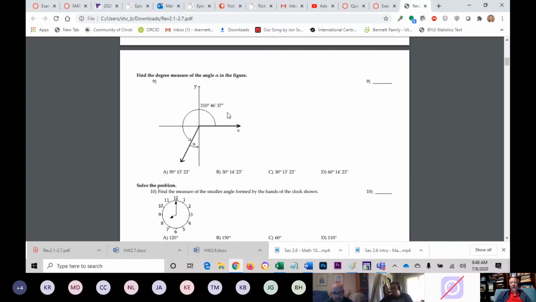So who knows how to solve this one? I can give it a shot. I mean, since it's multiple choice, I can already tell you what the right answer is without knowing the degrees, the minutes and the seconds. But yeah, was that Corey? Yeah. Okay. So how would you solve for alpha?